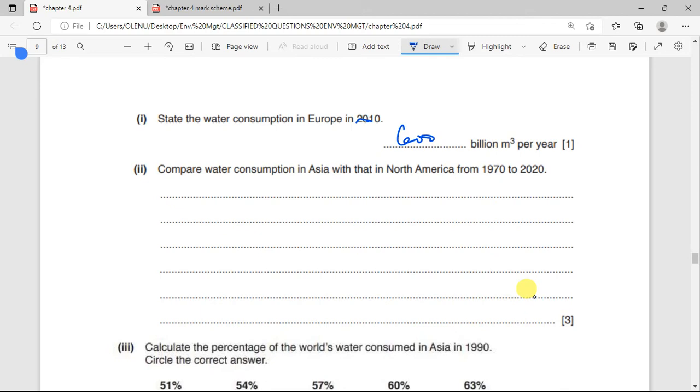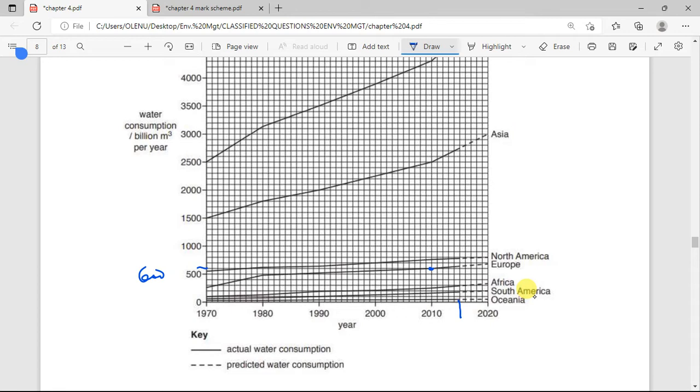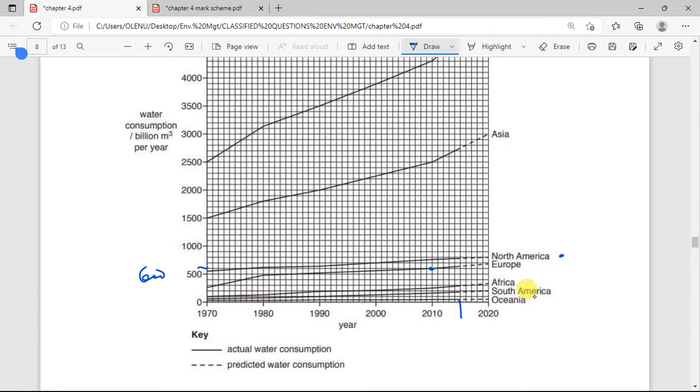Now they say compare water consumption in Asia with that of North America from 1970 to 2020. So Asia with North America. The water consumption in Asia increases from 1970 to 2020. So the water consumption in Asia is more than that of North America. So you can use statistics.